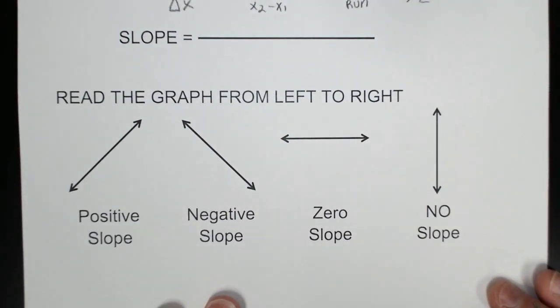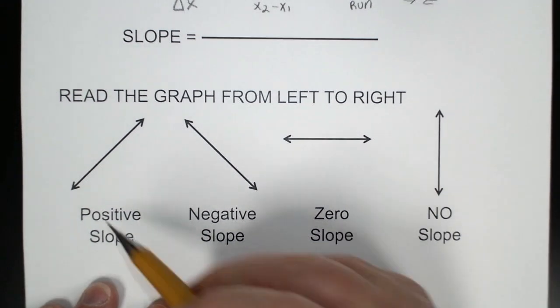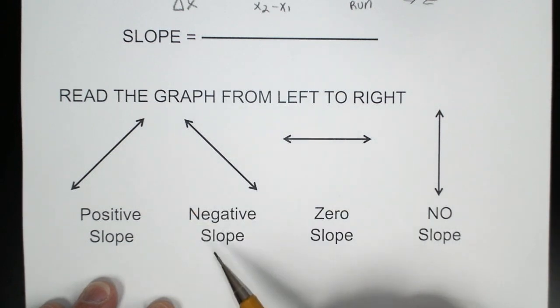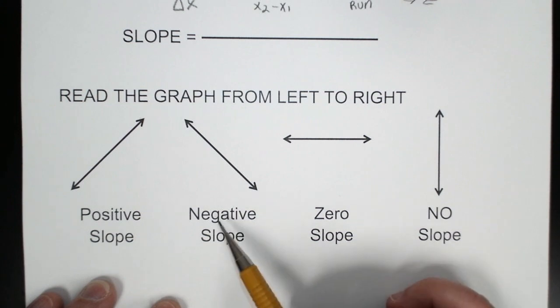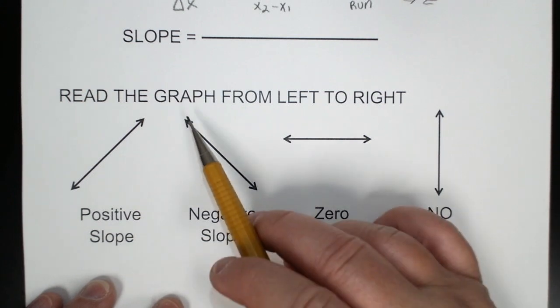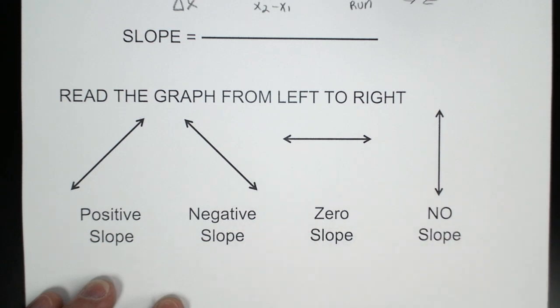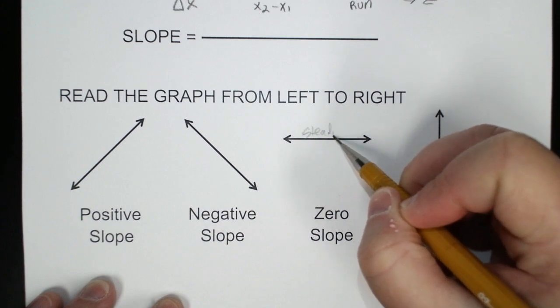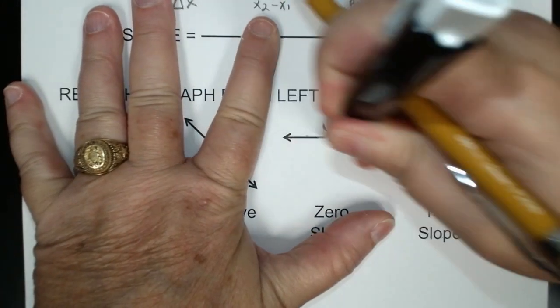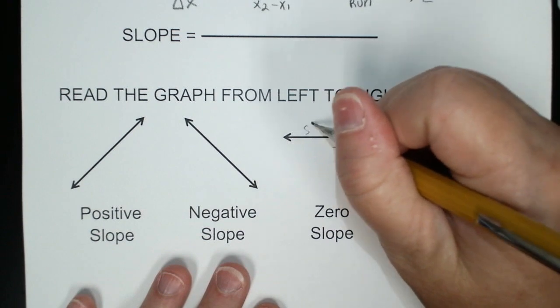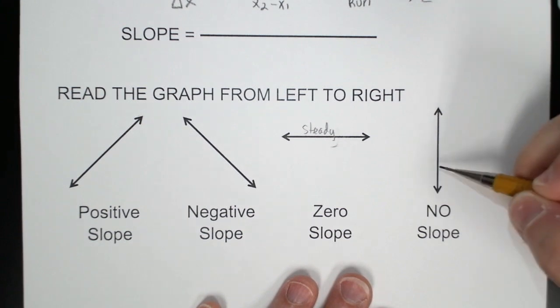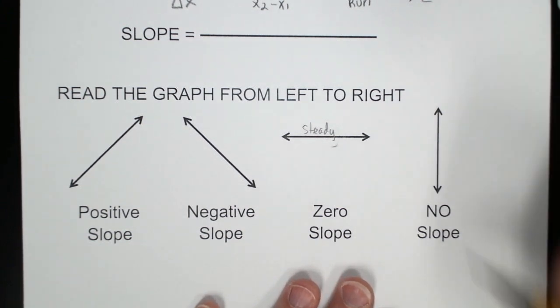When you are looking at a line on a graph, from first look, you should be able to tell whether the slope is positive, and that means it rises going from left to right. You should be able to tell whether a line is a negative slope, which means it's decreasing from left to right. Zero slope, you called this steady earlier. Now you're going to call it zero slope.